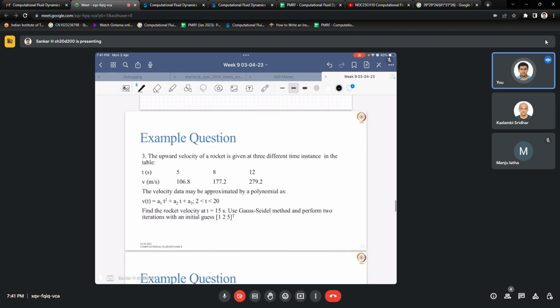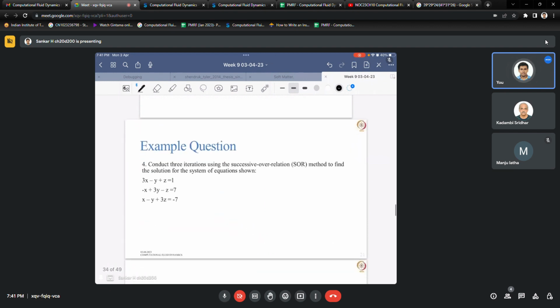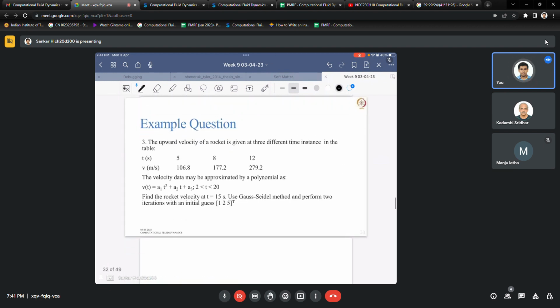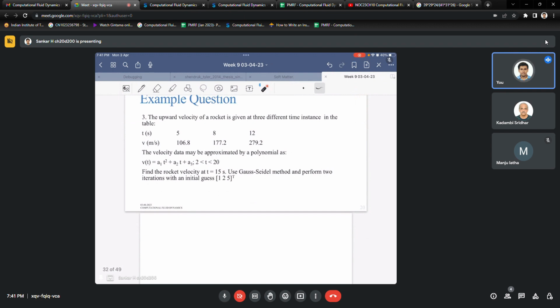Then we'll finish off one more question, hopefully before the time ends at least, the one on the Gauss Seidel method to find the answer. So this is an application type, but not a CFD type question. It's a general mathematical or physics related question where the upward velocity of a rocket at three different time instances is given in the table, velocity as a function of time, where we have 106.8 at 5 seconds, 177.2 at 8 seconds, 279 at 12 seconds.